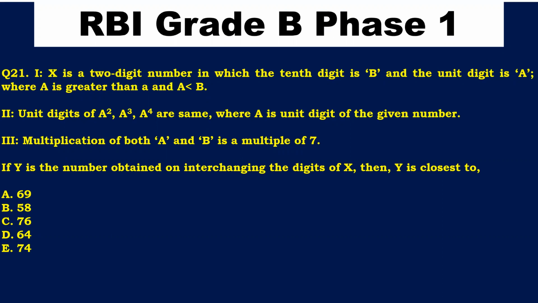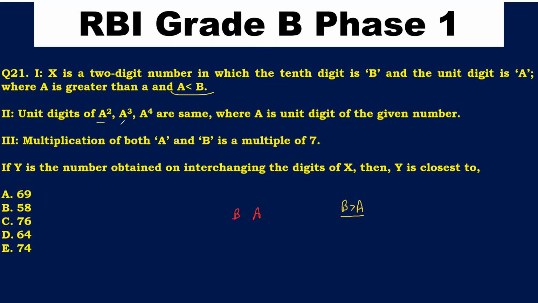X is a 2-digit number in which the tens digit is B and the unit digit is A. So the number will look like BA, where B should be greater than A according to this statement.